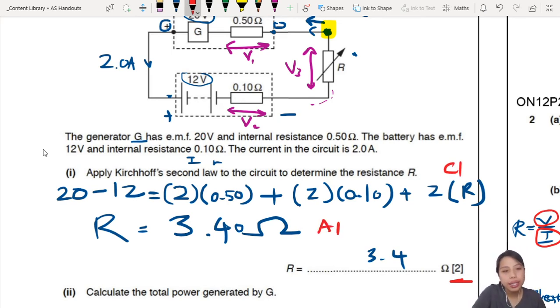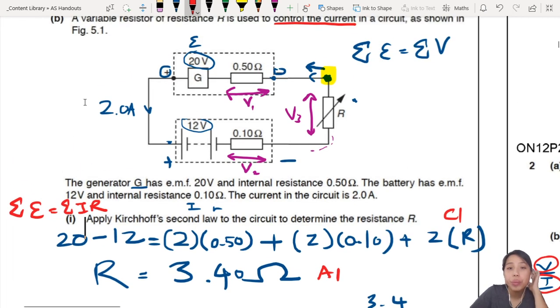Okay, so what we just did here was a summary. Sum of E equals sum of V, which is just IR, across the whole loop. This is considered one loop. Okay, so not too hard, just go one by one. Just be careful of the battery side. You have this negative, positive kind of thing.